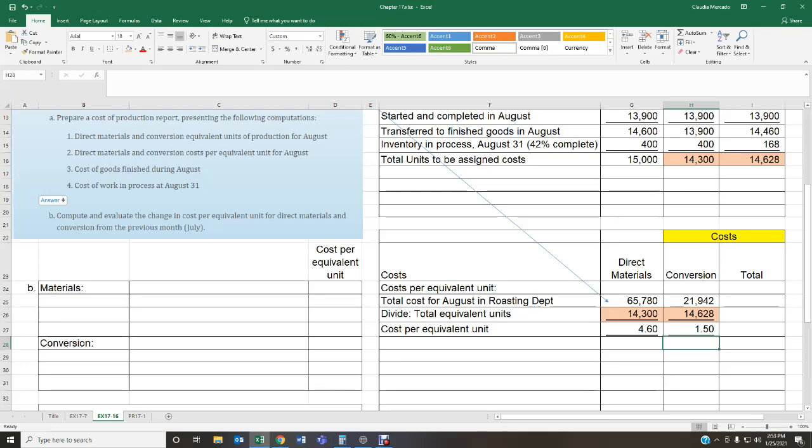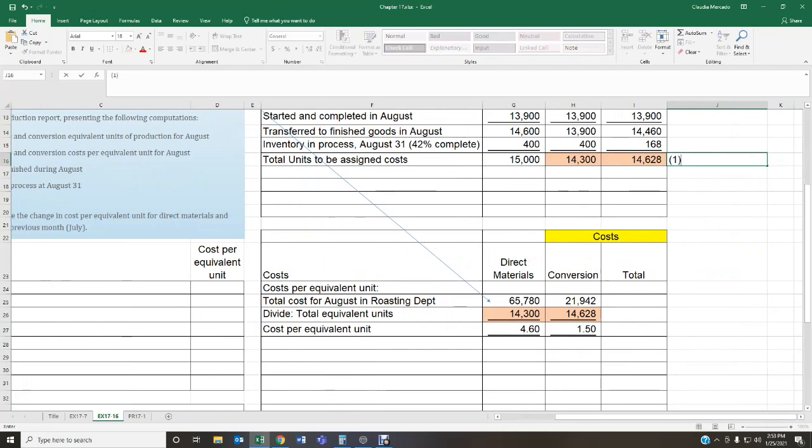So that is number 2. Direct materials and conversion costs per equivalent unit. So for direct materials, it's $4.60. For conversion, it's $1.50. So this is requirement number 2. So maybe I should put a little number here. This is number 1. Okay.